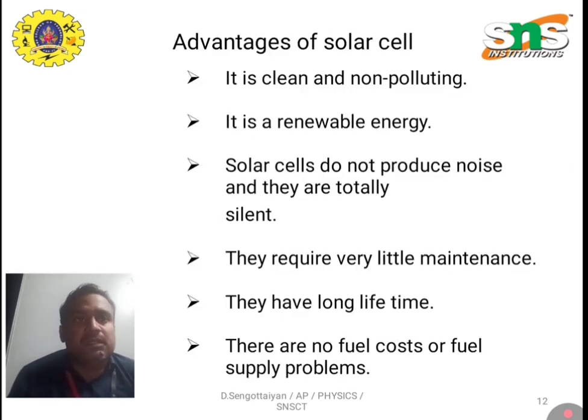And the advantages of solar cells: it is clean and non-polluting, it is a renewable energy, which is very important. Solar cells do not produce noise; they are totally silent. They require very little maintenance and have a long lifetime. There are no fuel costs or fuel supply problems.